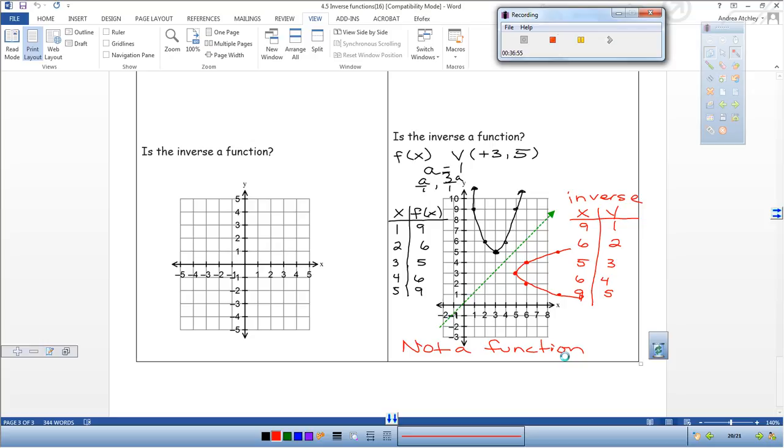Yes? Will we be asked to identify an ordered pair and see if it's a function, like if the x's repeat? I would ask you if the inverse is a function or not a function. Okay. That's what I'd ask. Okay? I wouldn't just give you ordered pairs.